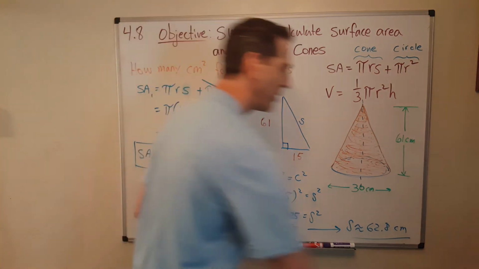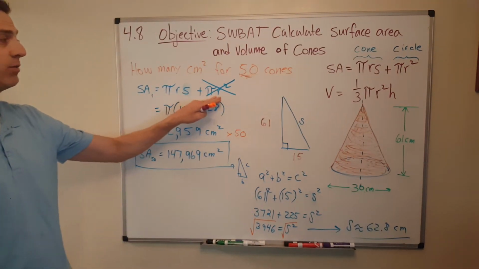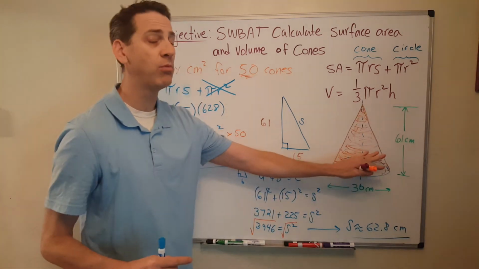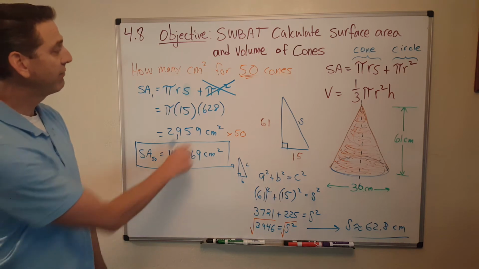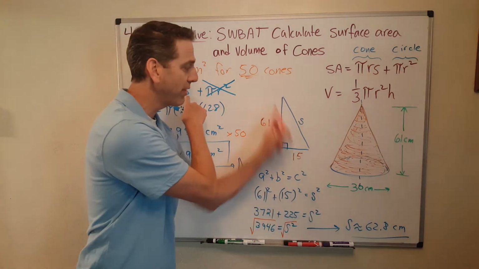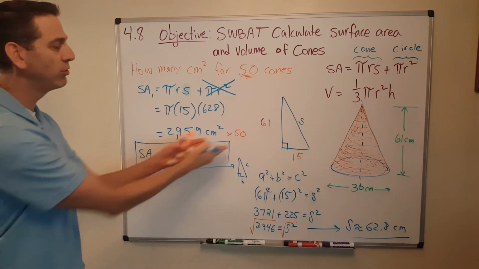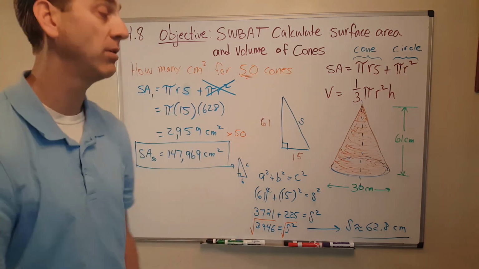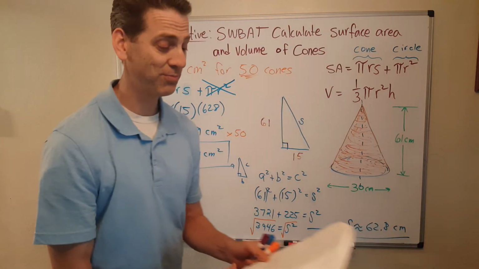All right? So again, I got my formula. I had to get rid of this section because I'm not painting the bottom orange, I'm painting the bottom black. And I had to figure out my slant height by using Pythagorean theorem. And then I could just do all that multiplication and multiply by 50 to get for 50 cones. All right, so that was part one of this problem.